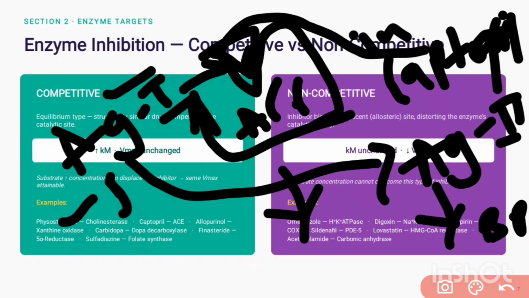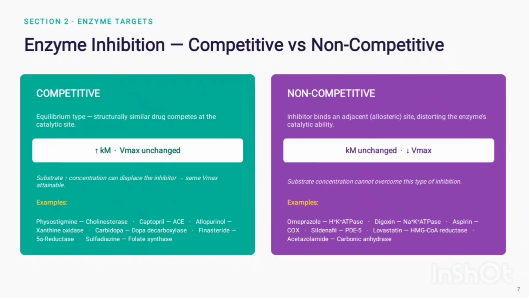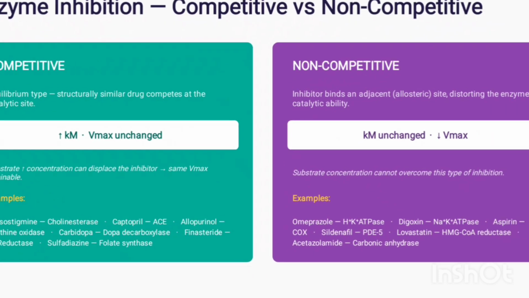Here are some of the examples. They act by competitively inhibiting the enzymes. Physostigmine competitively inhibits the cholinesterase enzyme. Captopril inhibits the angiotensin converting enzyme. Allopurinol inhibits the xanthine oxidase enzyme. Carbidopa inhibits dopa decarboxylase. Finasteride, 5-alpha reductase. Sulfadiazine, folate synthetase. So these are the examples for competitive inhibitors.